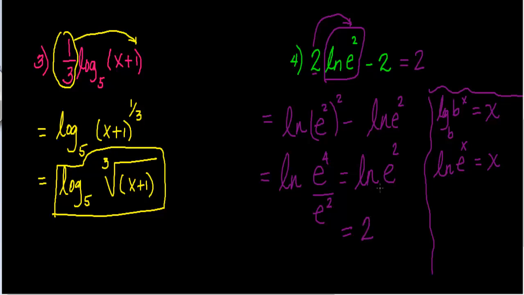Because whenever you have the natural log of e, it is going to equal the exponent of that argument. So there you have the long way where you turn this 2 into a natural log, or if you notice it from the beginning, this is 2 times 2 minus 2. Okay, so there you have both ways.